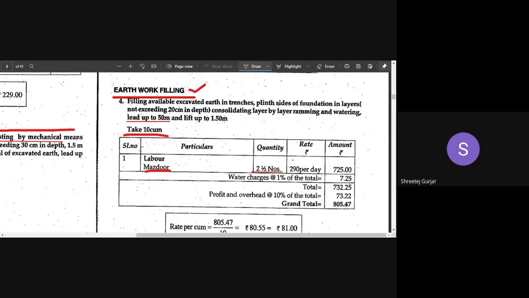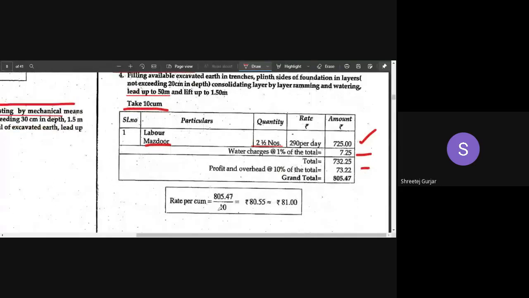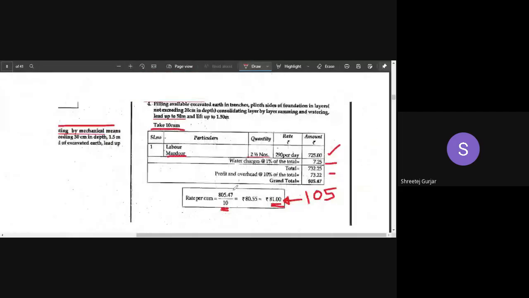So take a lesser quantity of mazdoors, and then you can take out the amount, right? Water charges, and then profit. So divide by 10. Do not forget to do this last step. Do divide by 10 and then take out the cost. Rate per cubic meter. So you can see for excavation it was 105, and for backfilling it is 81 rupees. So you can have a comparison.